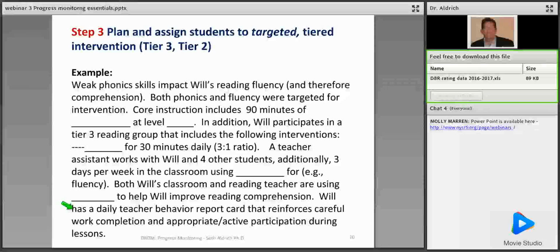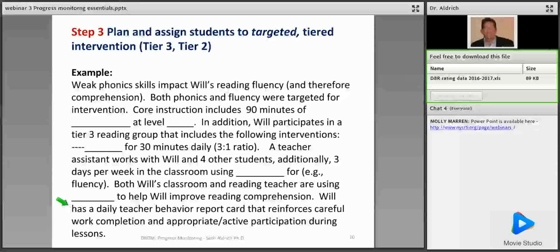Core instruction includes 90 minutes of blank, so describe your core instruction at level blank. What level was the student taught at? Were they taught at an instructional level? Was it differentiated? In addition, Will will participate in a Tier 3 reading group that includes the following interventions.